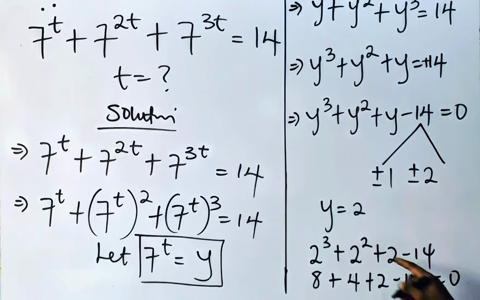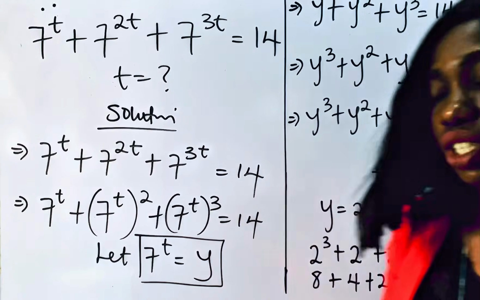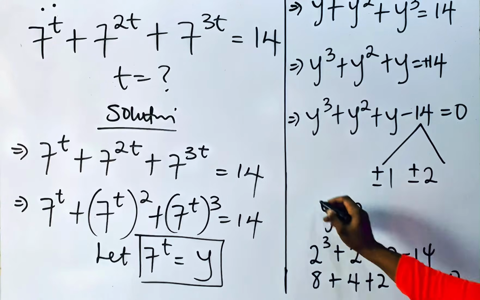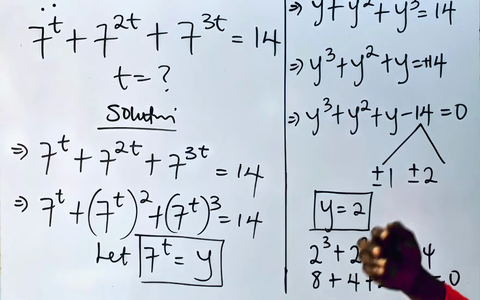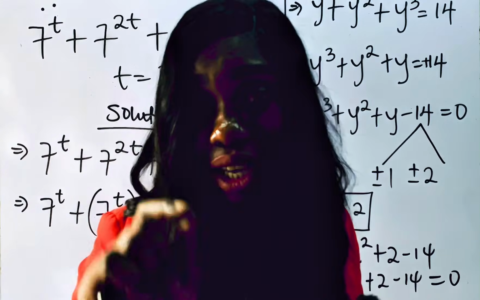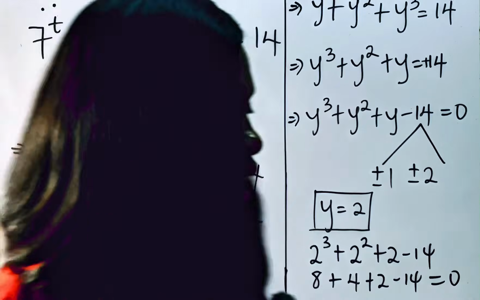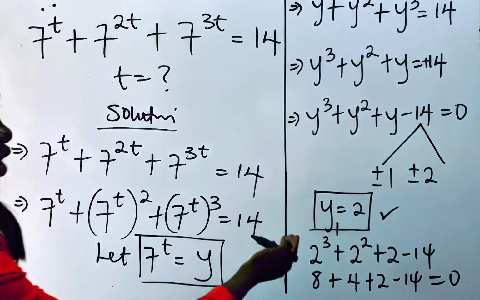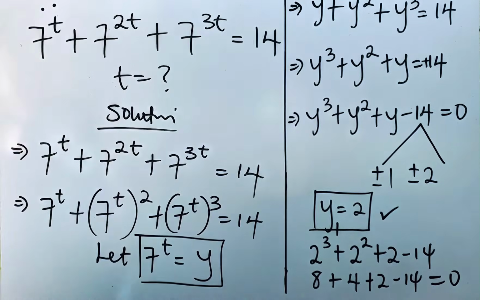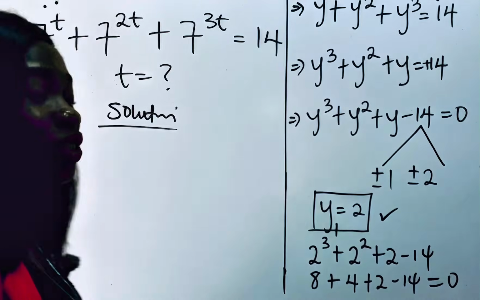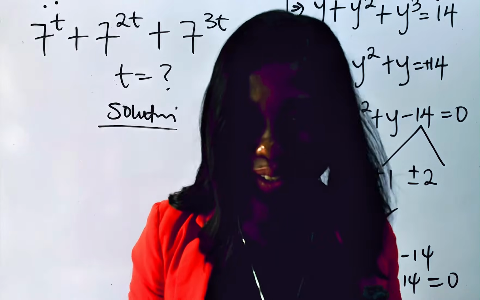So what it means is that y being 2 is one of the solutions that we will need. Now that we have gotten the first value of y as 2, we are going to get the remaining ones, but we are going to be conscious because we only want the real solutions of y. So let's check for other solutions. This is the first one. So let's get the rest. To get the remaining solutions for y, we are going to use the synthetic division method.